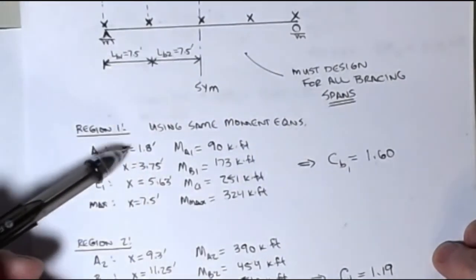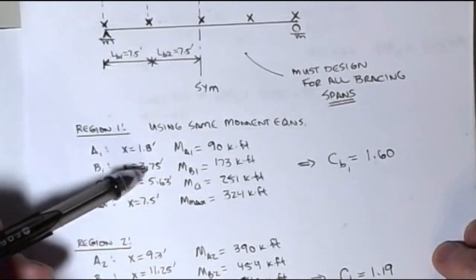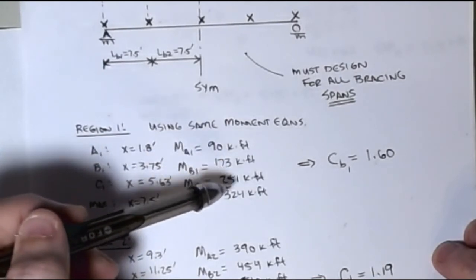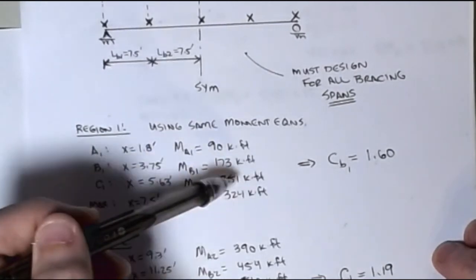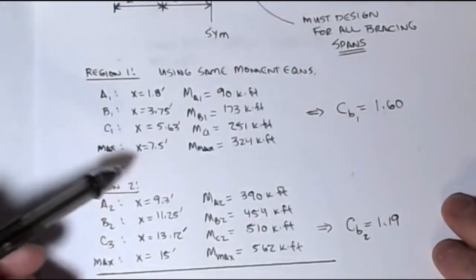My X dimensions are now a lot smaller. My unbraced length is 7.5, so my quarter points are 1.8, 3.7, and 5.6. And the corresponding moments are 90, 173, 251, and 324. If I plug those into the CB formula, you find out CB is 1.6. Do the same thing for region 2, plugging in different X values.